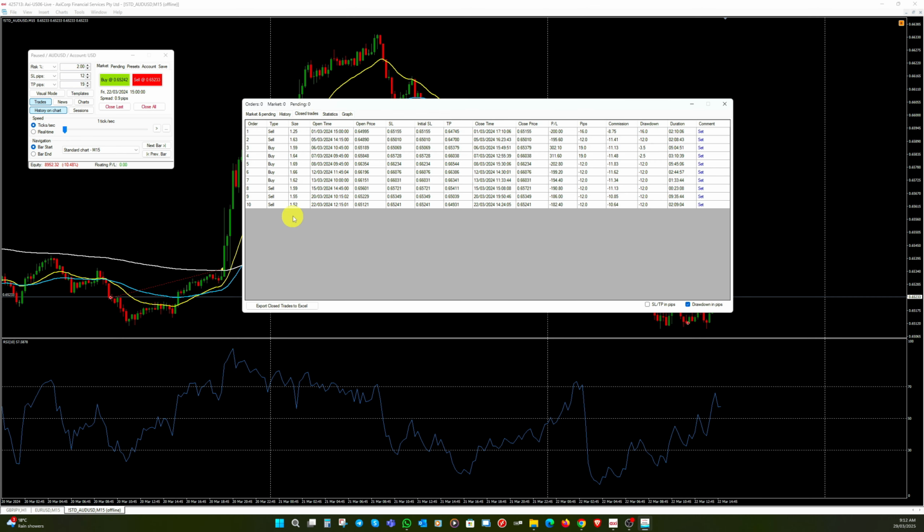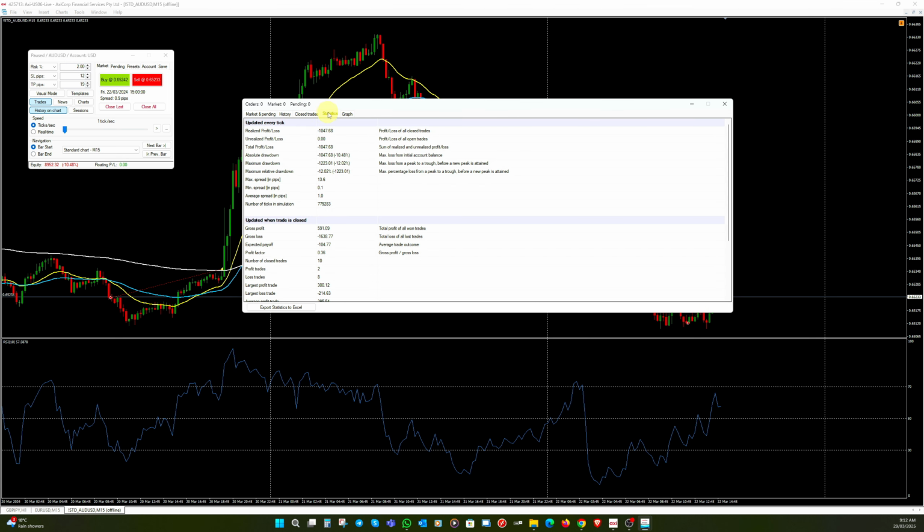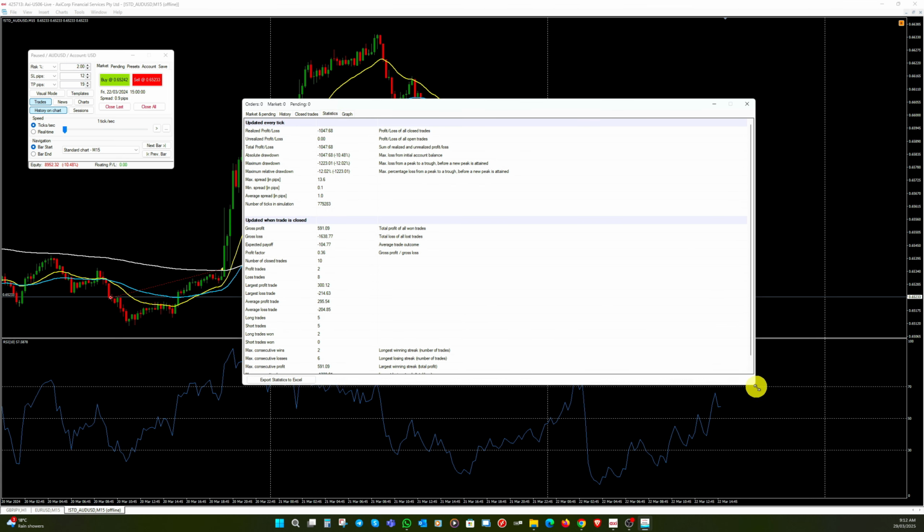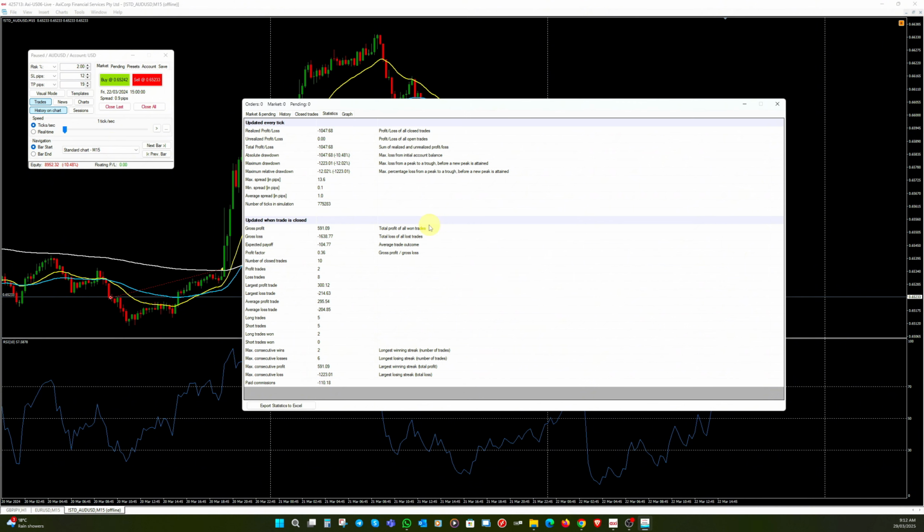Closed trades, we actually had 10 in total. And let's have a look at the stats. I'm guessing that our profit factor is very low. Yes, our profit factor is 0.36, so we actually lost the majority of our trades, which is okay. The thing is that you're not going to pass your prop firm challenge every time, and this is what happens. So we've got down here only 2 profiting trades and 8 losing trades. So that's why we actually lost this virtual prop firm challenge.